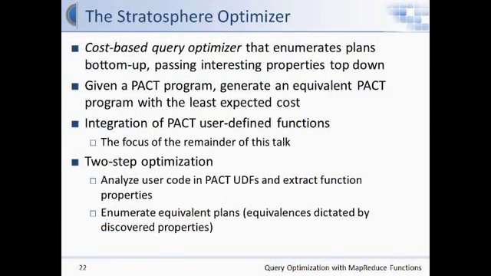So we described some aspects of that in a VLDB paper, 2012, that we called Opening the Black Boxes. So we'll probably see why. The Stratosphere Optimizer is a cost-based query optimizer that enumerates plans. Currently, it is a bottom-up approach that passes interesting properties top-down. Basically, you are given a PACT program, and you generate an equivalent PACT program that has a lower cost.